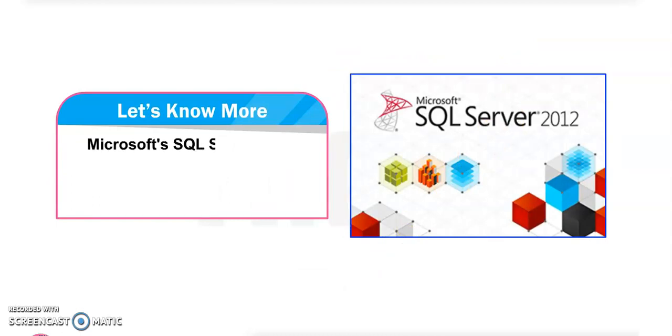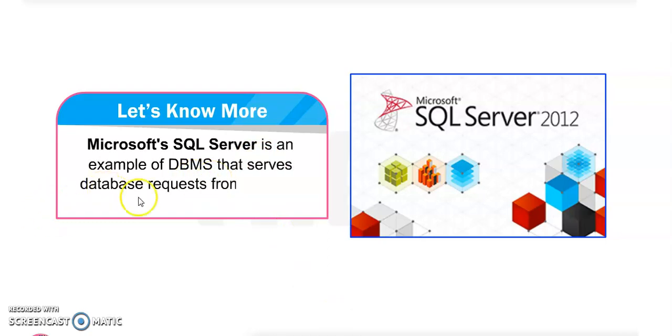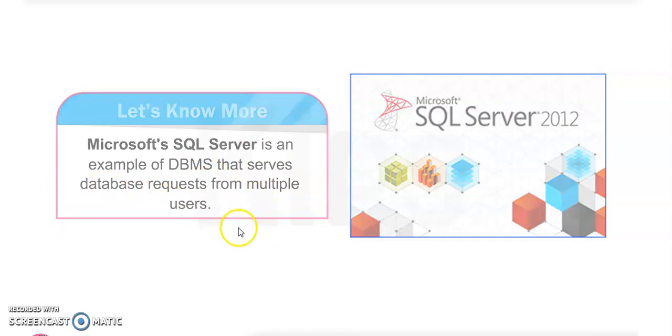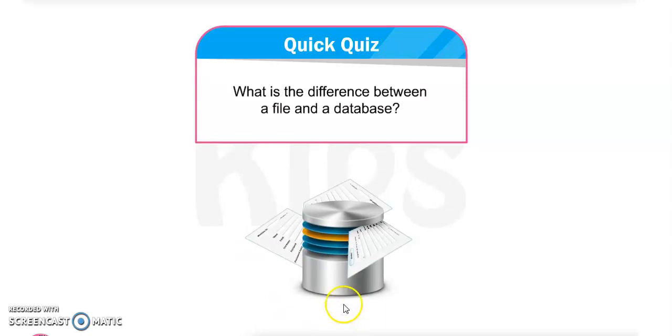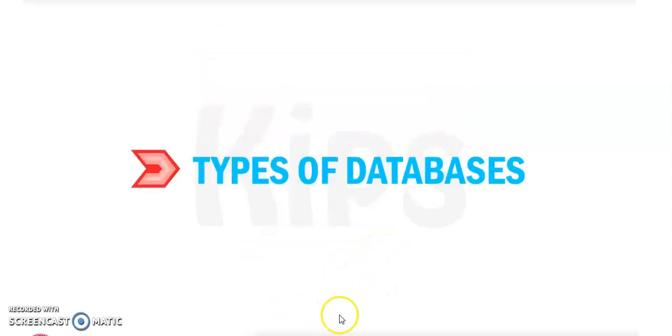There is one, let's know more. Microsoft SQL Server is an example of a DBMS that serves database requests from multiple users. The latest version is SQL. What is the difference between a file and a database? A file is a collection of information, but a database can be a collection of different types of files.